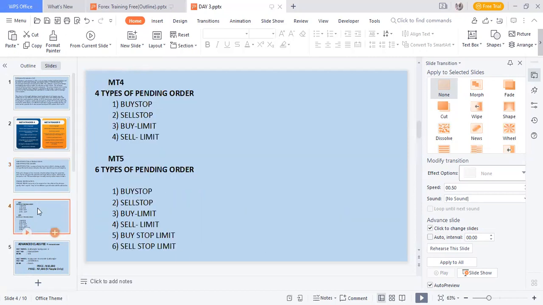MetaTrader 4, the pending orders, and MetaTrader 5. One thing you must know today is that MetaTrader 4 has four types of pending orders. They are buy stop, sell stop, buy limit, and sell limit. MetaTrader 5 has six types of pending orders. They are buy stop, sell stop, buy limit, sell limit, then buy stop limit, and sell stop limit. So these are the things you should know about this. Let's proceed.